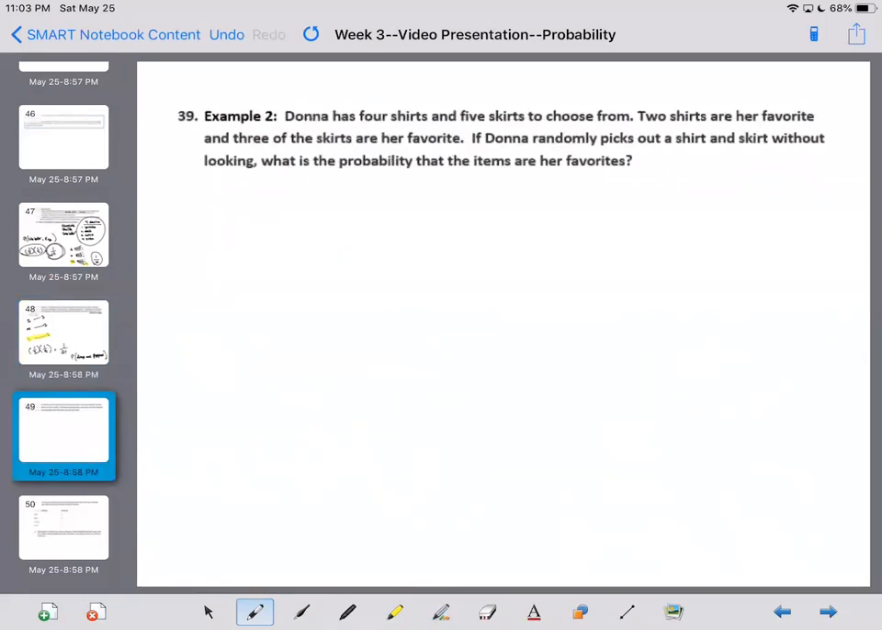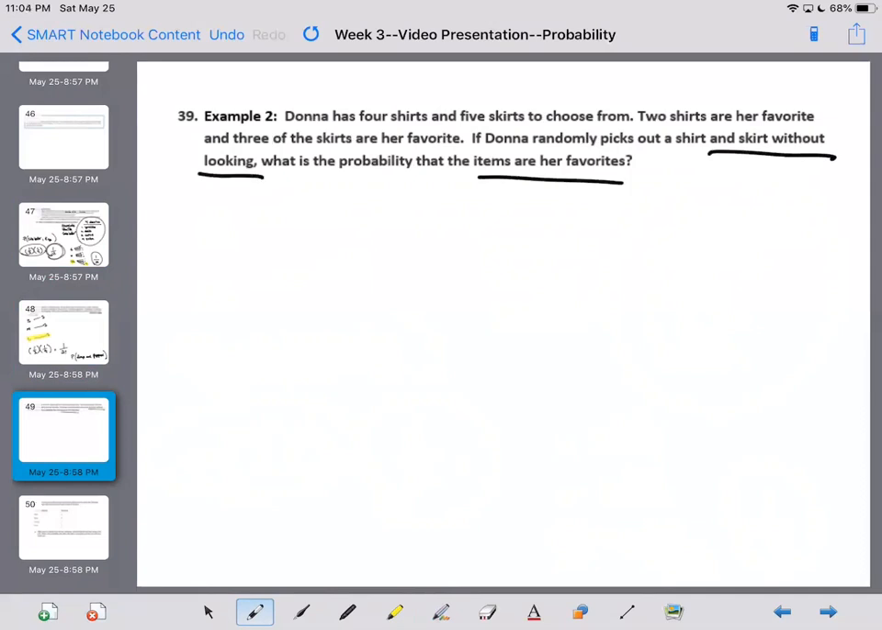Donna has 4 shirts and 5 skirts to choose from. 2 shirts are her favorites and 3 of her skirts are her favorites. If she randomly picks out a shirt and a skirt without looking, what's the probability that these items are her favorite?